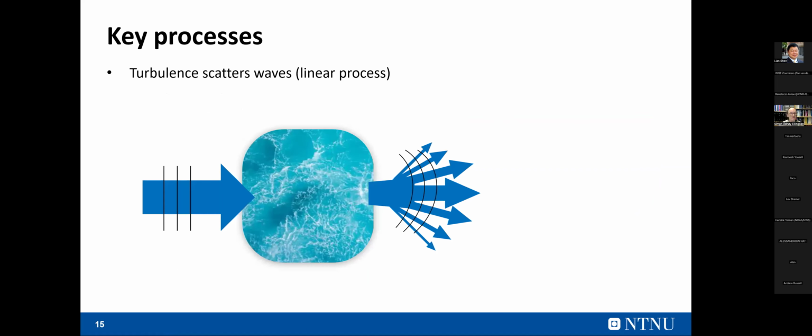So the key processes, I'm going to mention four of them. The first one, which I'll not talk very much about, is that waves that come onto turbulence are scattered in different directions. What I'll do now, I'll do something unusual for a talk. I'll give you lots of conclusions first up, and then I hope to have time to actually back some of them up.